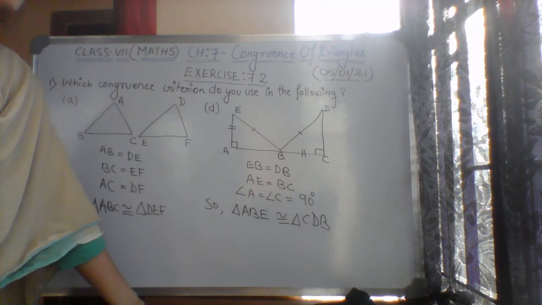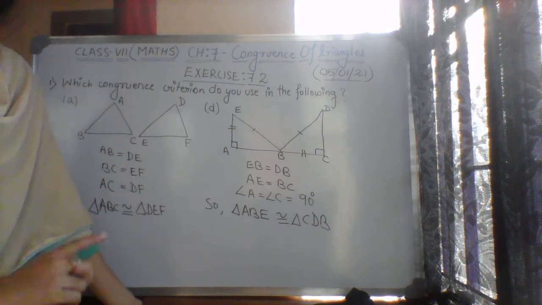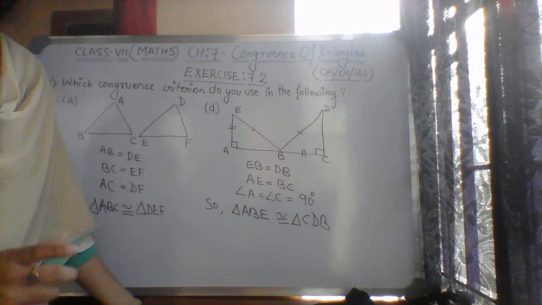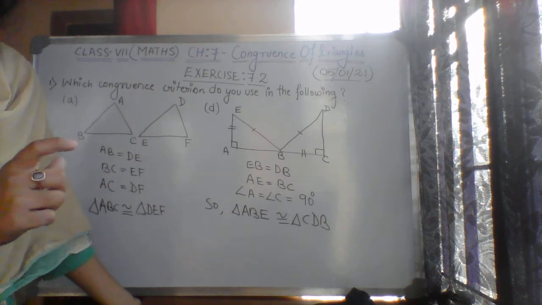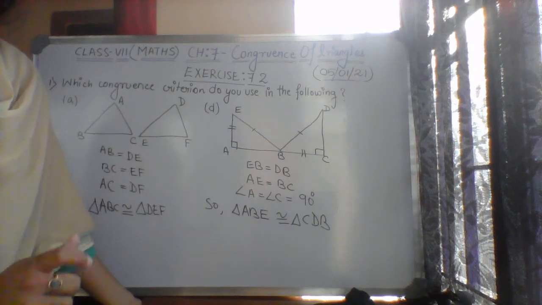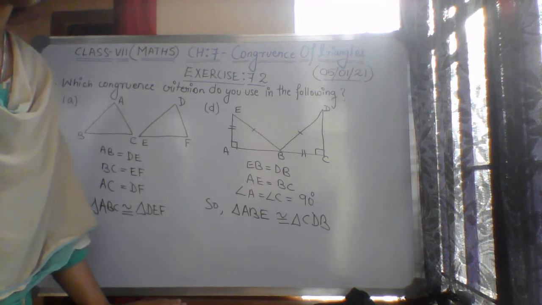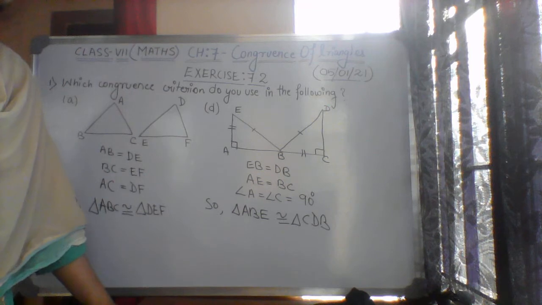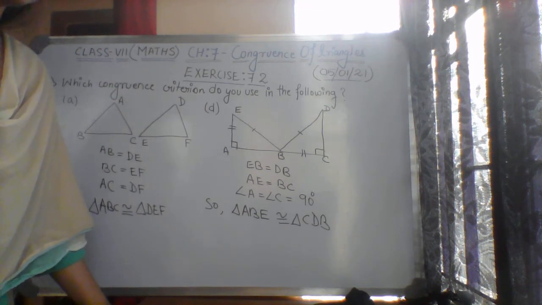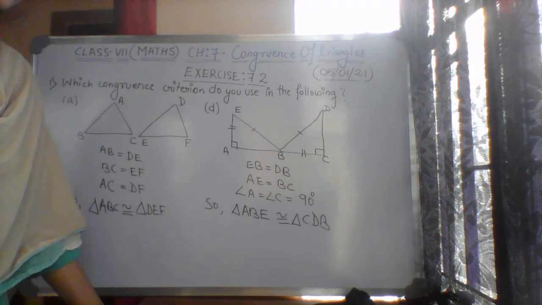Since we know a triangle is made up of sides, it has three sides and three angles. So to study the congruency of triangles, we have to study the congruency of line segments and the congruency of angles, and we have learned that. After that we learned about congruency of triangles.